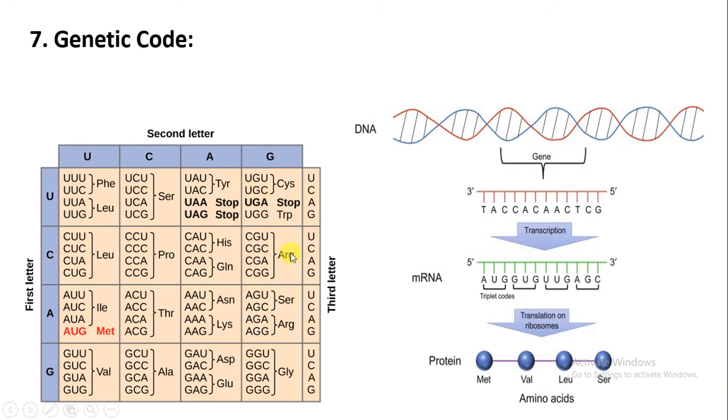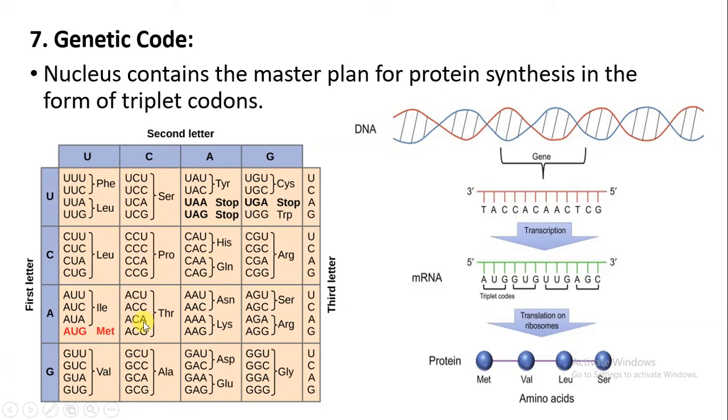The next function of the nucleus is the genetic code. The information is present in the DNA in the form of codes, and these codes are in the triplet form. So the nucleus contains the master plan for protein synthesis.